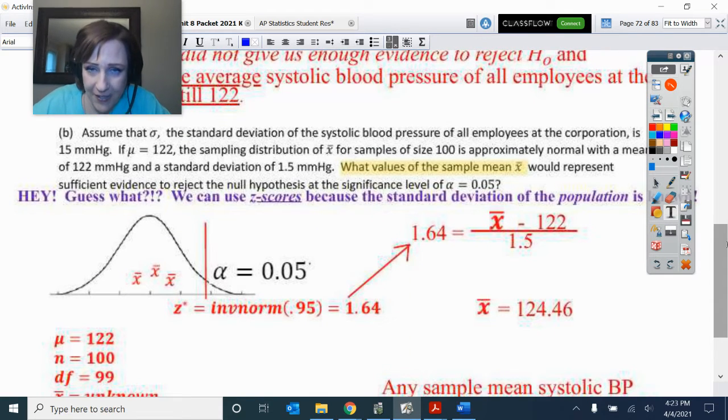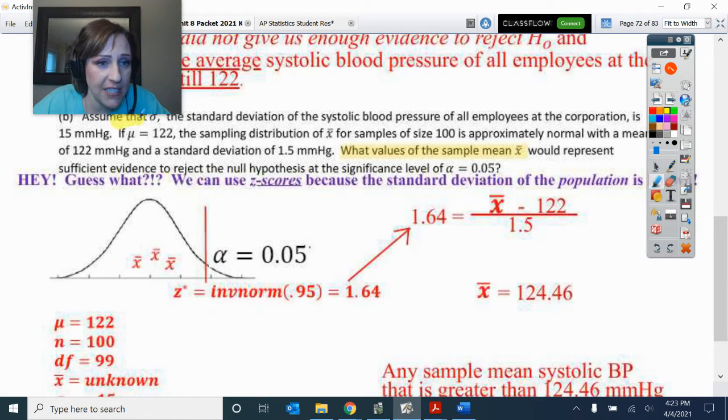Now, this is interesting. I actually had to do this problem multiple times because I first had done it with t-distributions because it is about means. But then I went and looked and I was like, oh my gosh, look, they gave us the population standard deviation. And if they give you the population standard deviation, we can use z-scores and we don't have to use the t-distributions. So that got me. I had to end up doing this problem twice because of that reason.